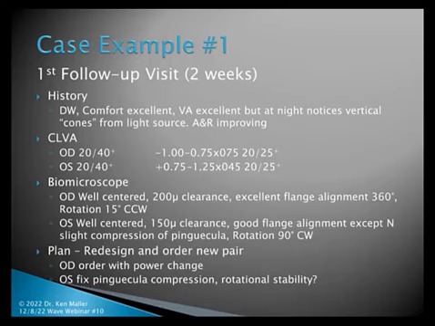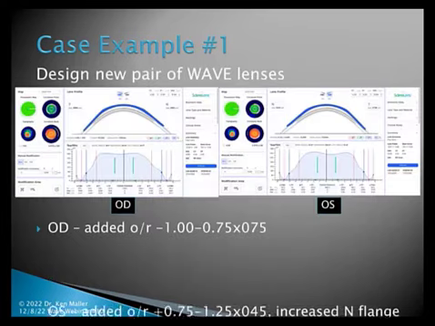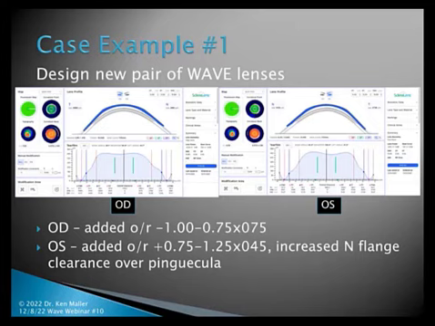On the right one, I decided to incorporate that over-refraction data. But on the left eye, I felt that the pinguecula might have been throwing the stability of the lens off a little bit, and I did want to fix that compression. She wasn't complaining, and it really wasn't red, but I think it might have been hampering the fit a little bit. So these are the new lenses I designed. I added the over-refraction to the right one. And on the left one, I added the over-refraction in, but I also increased the nasal flange clearance over that pinguecula with the hopes that it would be showing a whole lot less compression there.